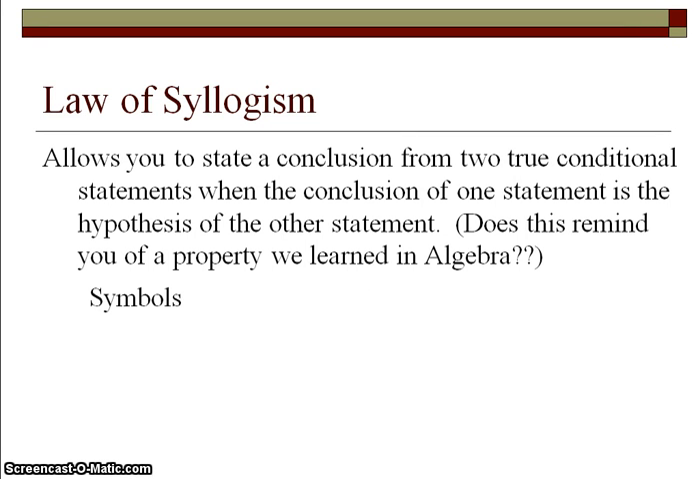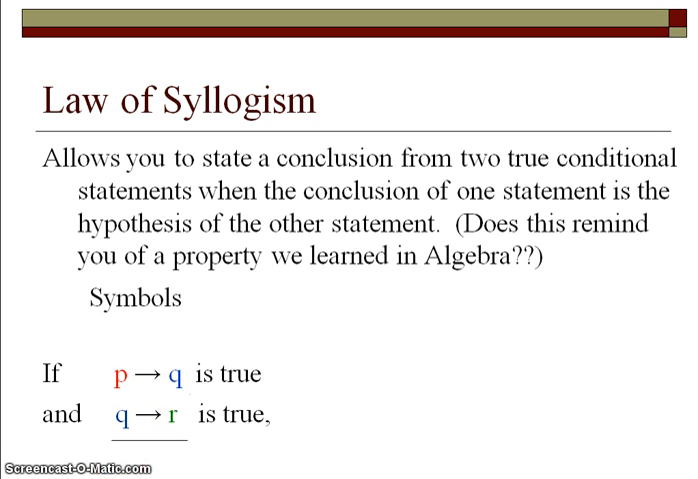But let's look at this symbolically. What we're saying is if we know P then Q is true, and Q then R is true, then we can skip that middle step and we can go straight to saying if P is true, then R is true. Hint, hint, does that remind you of anything?